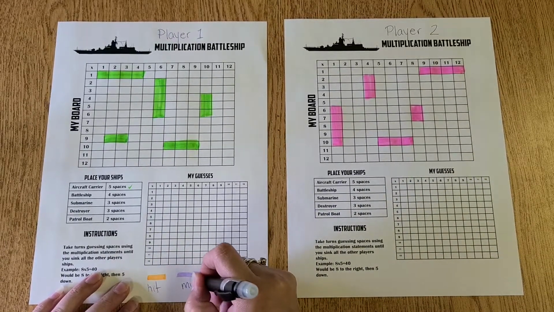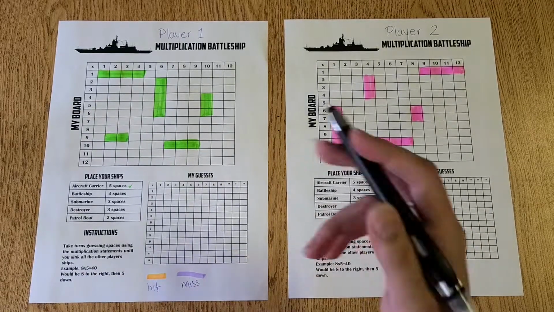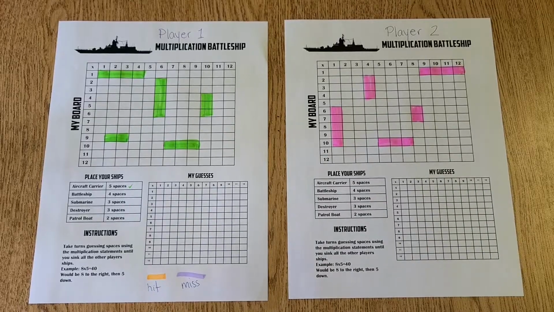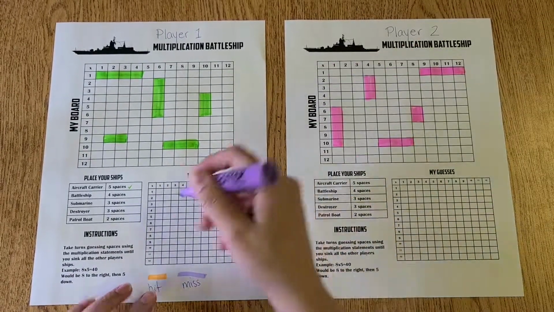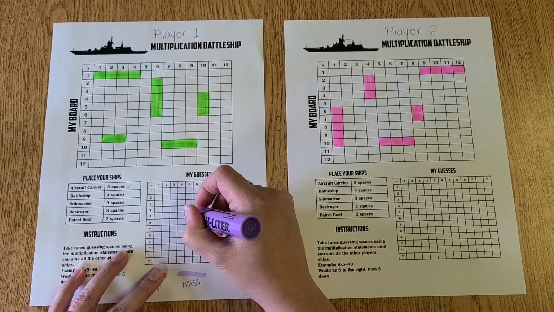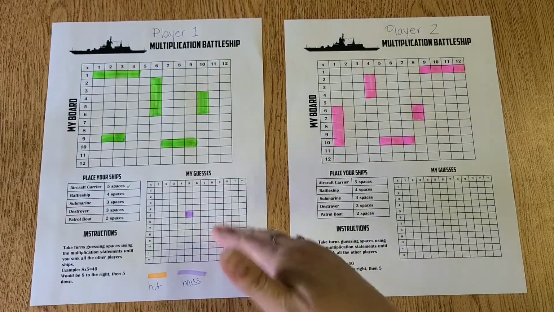So a hit color and a miss color, but you could just use the letters H and M, or you could put a check mark and an X if that makes more sense to you. And I would say, oh, sorry, my miss color is purple. They've told me that 5 times 5 is a miss, so I'm going to color in my little square so that I know there is not a boat sitting there.